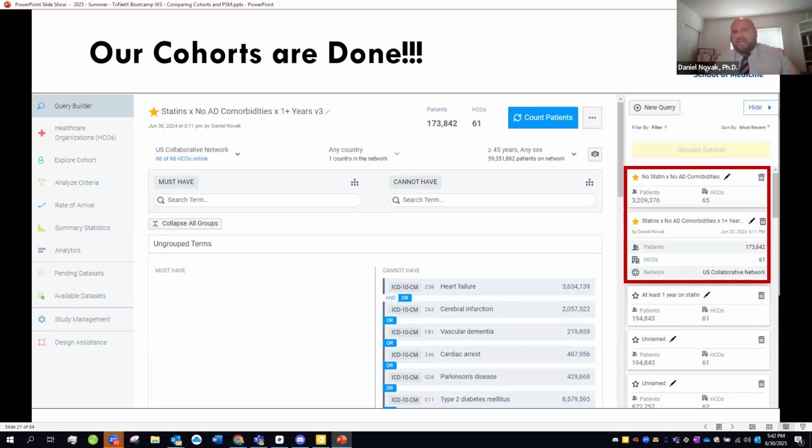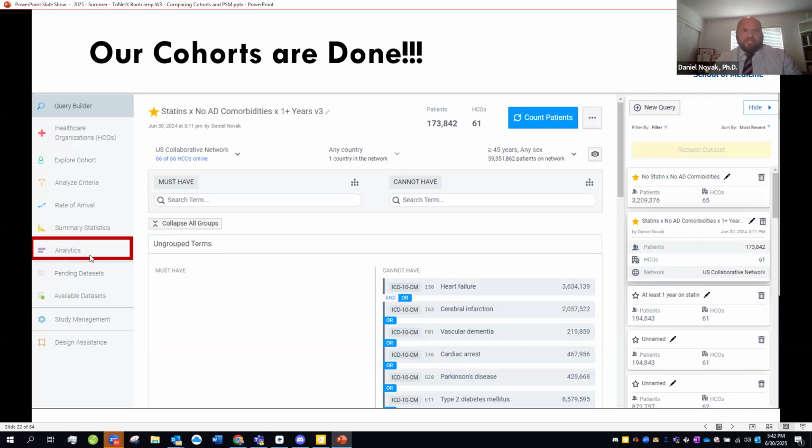We are clear on our time and cause and effect relationships. We are certain that we have the right groups of people in here to conduct our analysis. Now we can go on to this window you can see over here on the left that says analytics.